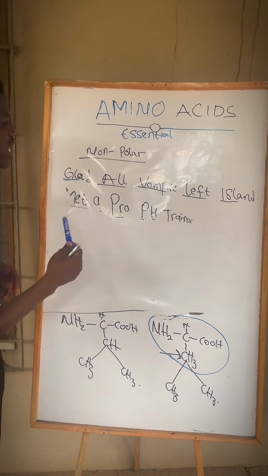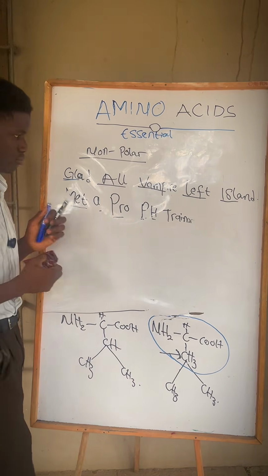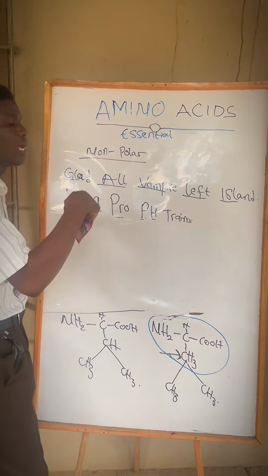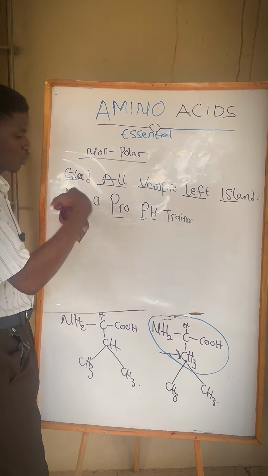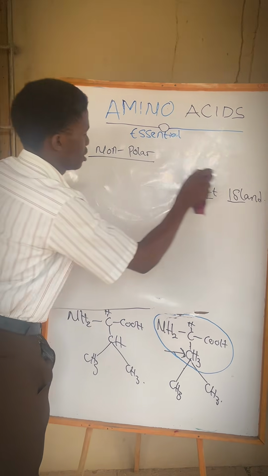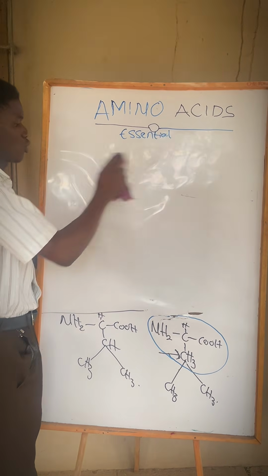Now the next guy is leucine. Okay, so let me just clean this. I hope you guys have written: Is glad all vampires left island. Why do you think they left? Because they met a professional public health trainer. So let me just clean, so I will have more space to draw the structures.